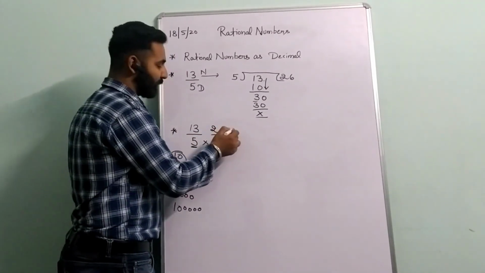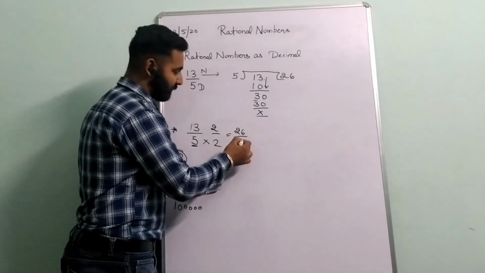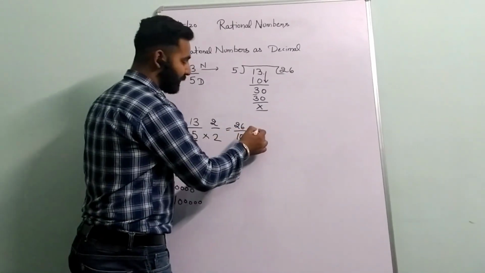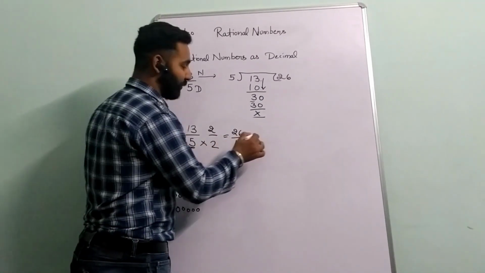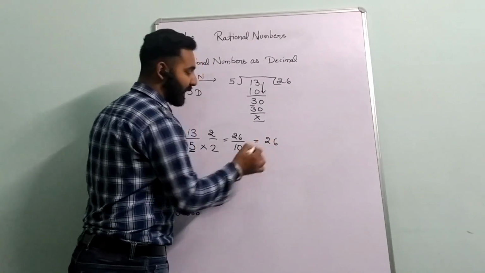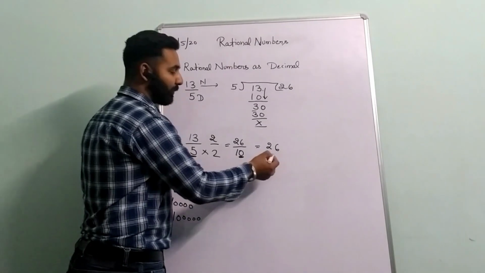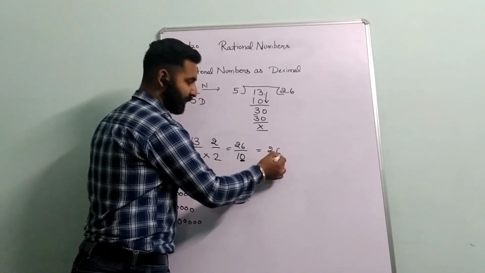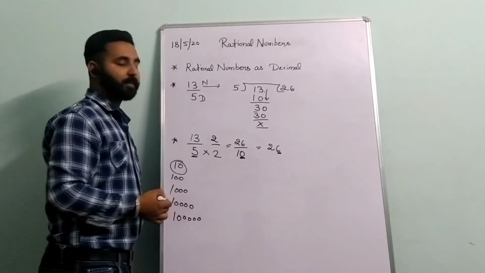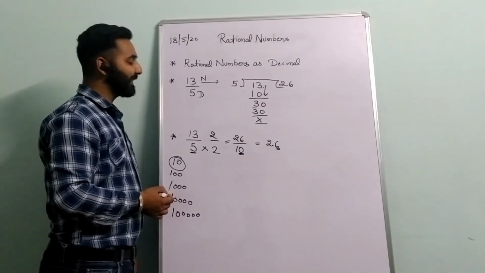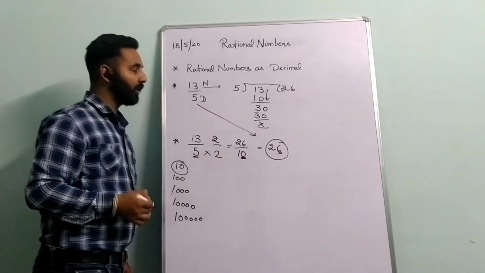So 13 multiplied by 2 becomes 26, and 5 multiplied by 2 becomes 10. Now count the zeros in the denominator. We have only 1 zero. So first of all write the numerator as it is. Now because there is 1 zero in the denominator, count the digits from the back, 1 digit, and put the decimal here. So by this method also we get 2.6 as the decimal form of 13 upon 5.